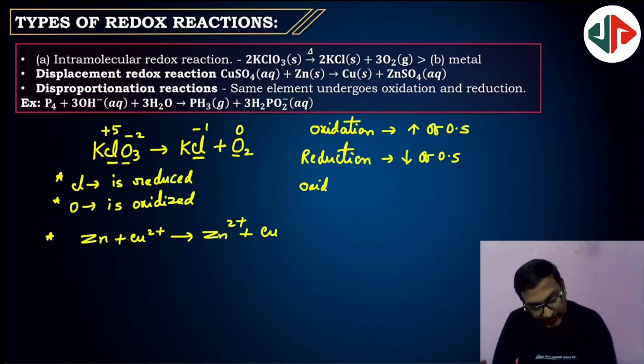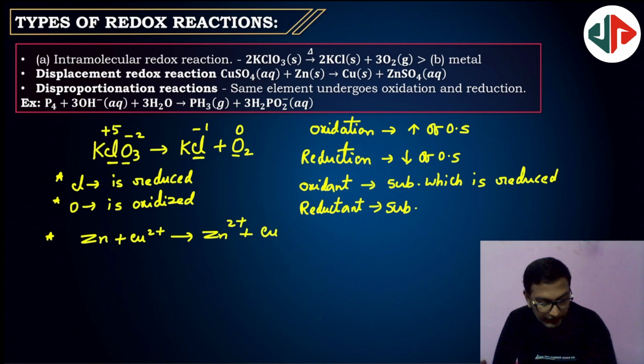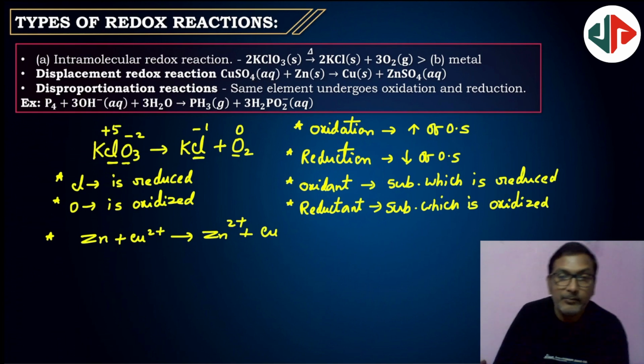Next, oxidant: the substance which is reduced. Reductant: the substance which is oxidized. Remember these four. Very important. Oxidation and reduction are processes. Oxidant and reductant are substances.